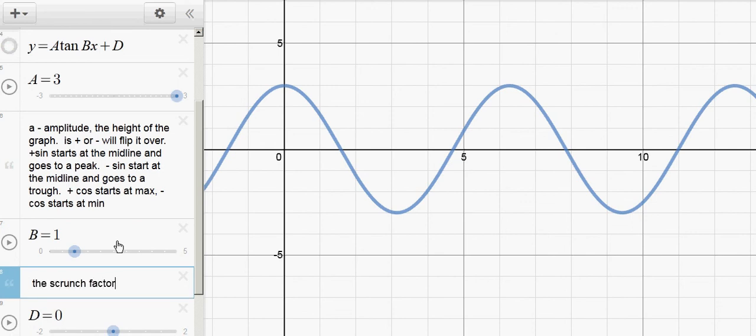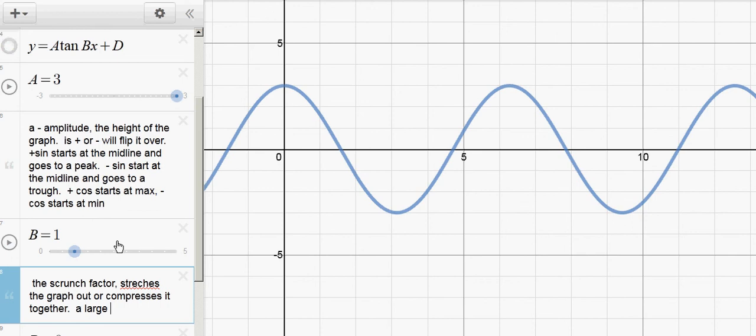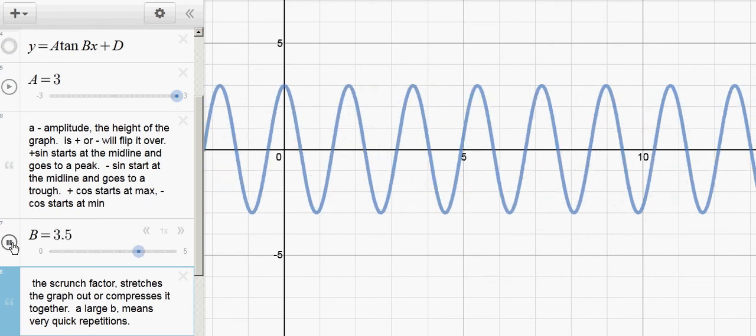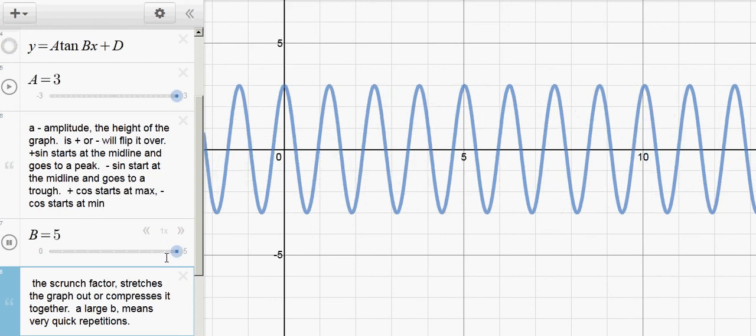So the Scrunch factor stretches the graph or compresses it. A large B means very quick repetitions. Okay, so watching that again, it compresses it all in, and then starts to stretch it all out again.